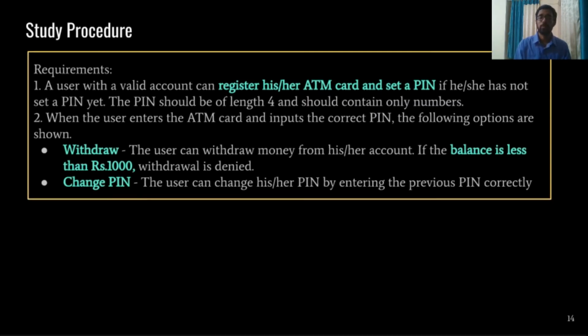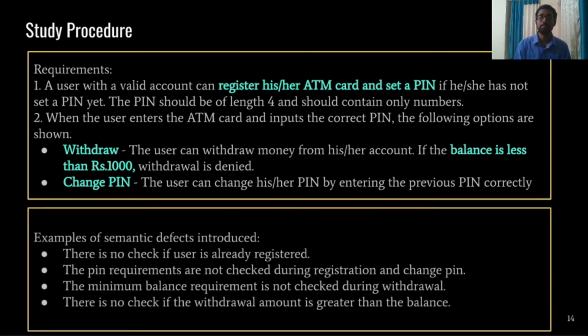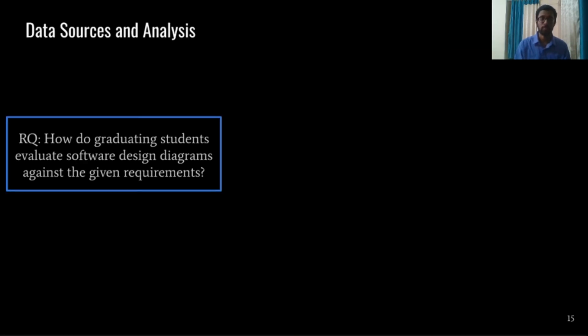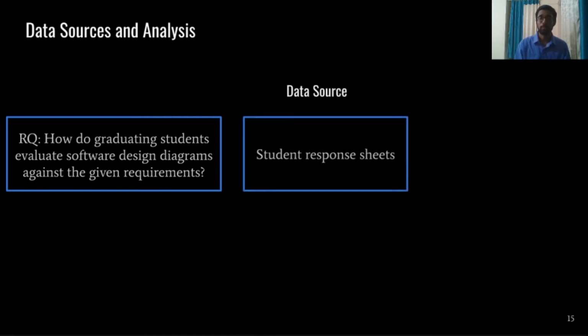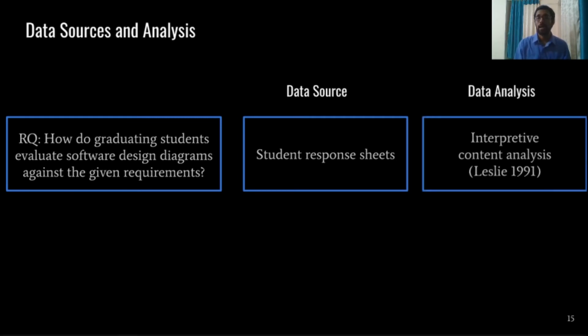The requirements for the ATM system were given to them, and certain semantic defects were introduced in the design diagrams. For example, there was no check to see if the user is already registered, the PIN requirements were not checked, and the minimum balance requirement also was not checked during withdrawal. Moving on to the data sources and analysis, our primary data source was student response sheets, and we used an interpretive content analysis in order to analyze the student response sheets.